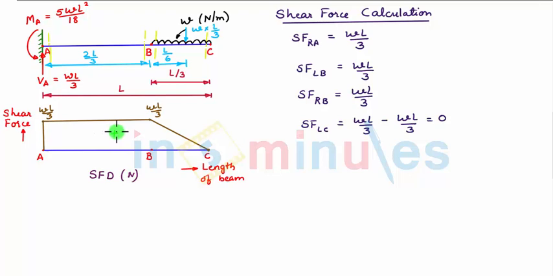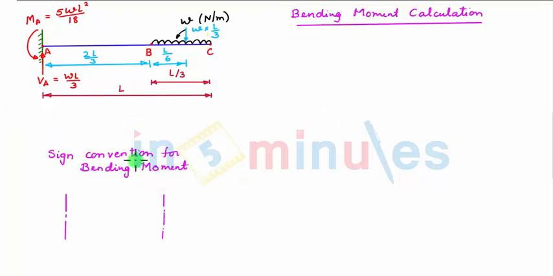Now let us start bending moment calculation. A sign convention for bending moment calculation is clockwise moment on the left hand side of section and anti-clockwise moment on the right hand side of section is taken as positive. Anti-clockwise moment on the left hand side of section and clockwise moment on the right hand side of section is taken as negative. So again we take point A as origin and we move towards other extreme end point C.